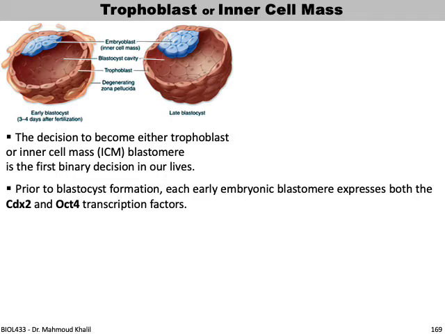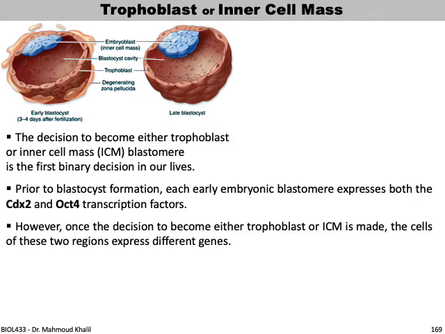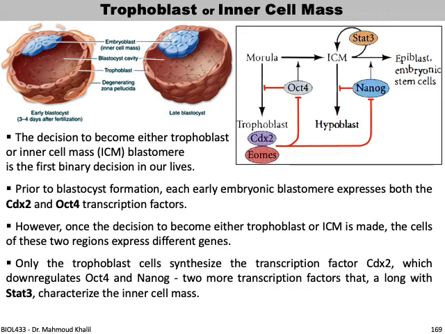Prior to blastocyst formation, each early embryonic blastomere expresses both transcription factors CDX2 and OCT4. However, once the decision to become either trophoblast or ICM is made, the cells of these two regions express different genes. So generally, genes controlling the fate of each type of cells. So you can see that only the trophoblast cells synthesize the transcription factor CDX2, which downregulates OCT4 and NANOG, which are two more transcription factors that, along with STAT3, characterize inner cell mass.